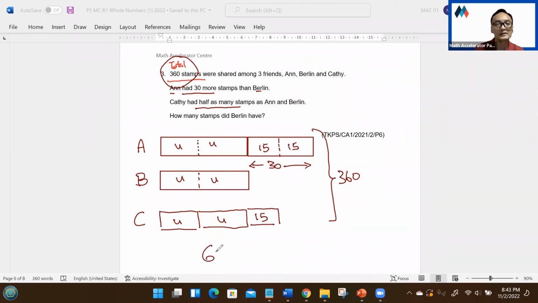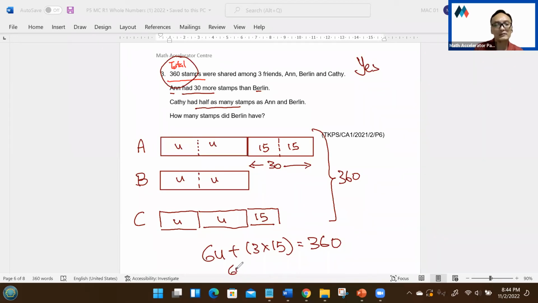So we have 6 units and 3 sets of 15. So 1, 2, 3. So 3 sets of 15 equals to 360. How many of you can solve this equation? If you can solve this equation, please type yes. I think most of the P6 can solve this equation, right? Yeah. How many of the P5 can solve this equation as well? Right? So let's try this.